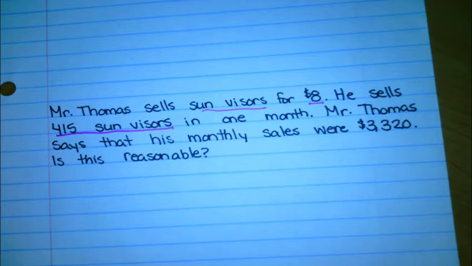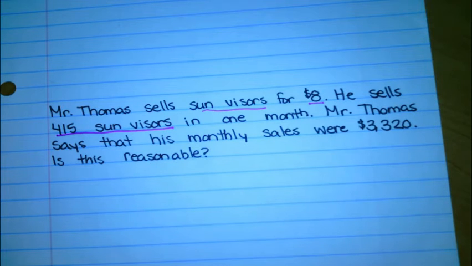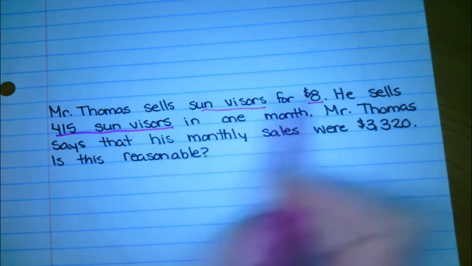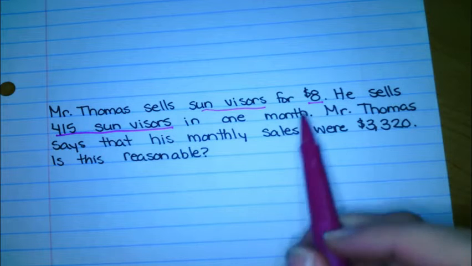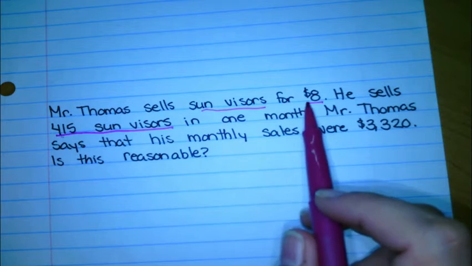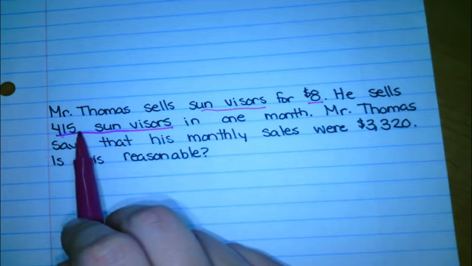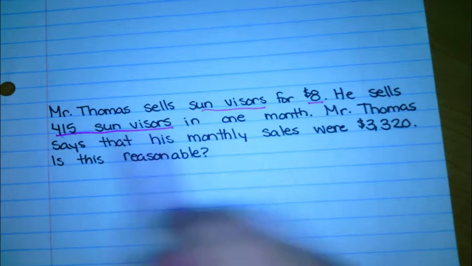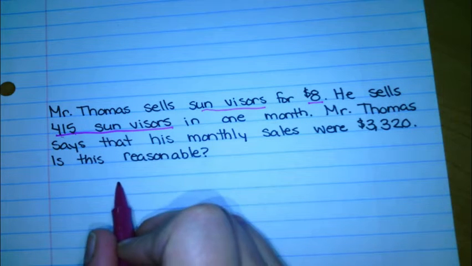So would we be adding, subtracting, multiplying, or dividing? Well, it wouldn't make sense for me to add $8 to the 415 sun visors, and it wouldn't make sense for me to subtract them. So I know it's probably multiplication or division. So for multiplication, I would need 415 groups of 8. Is he making, so in this case, it is multiplication. He has 415 visors at $8 a piece. He's adding up all those 8s 415 times.